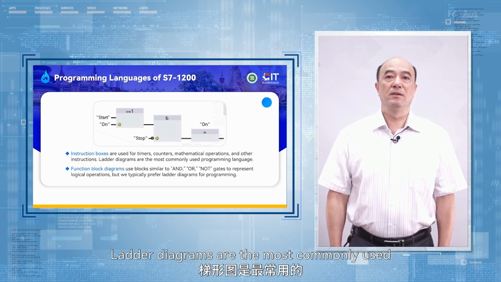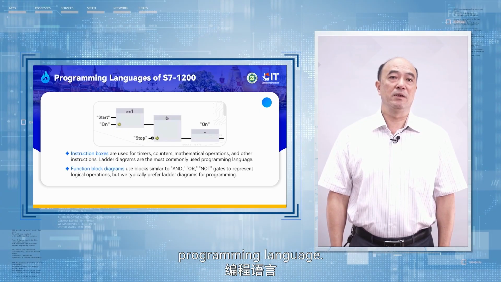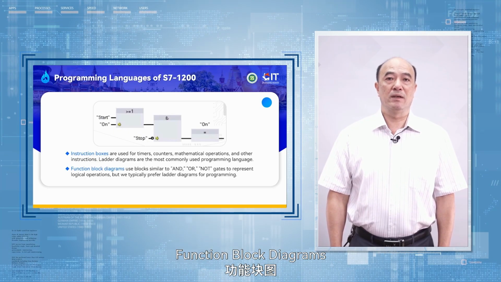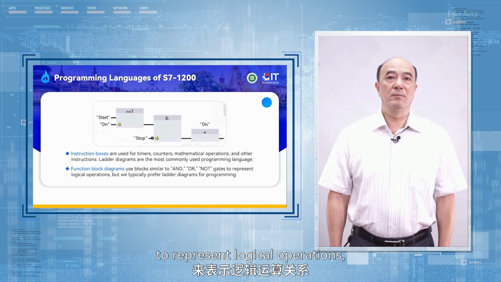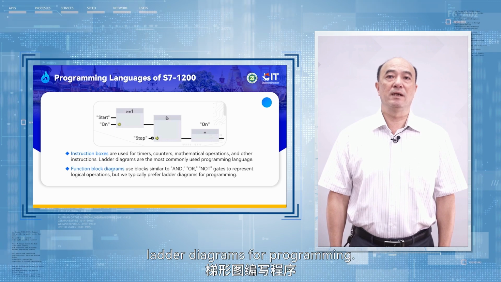Ladder diagrams are the most commonly used programming language. Function block diagrams use blocks similar to AND, OR, NOT gates to represent logical operations, but we typically prefer ladder diagrams for programming.